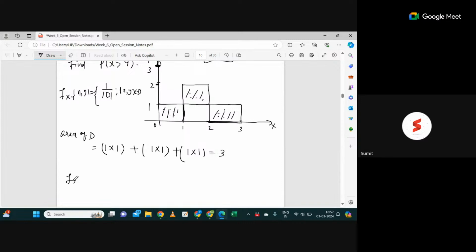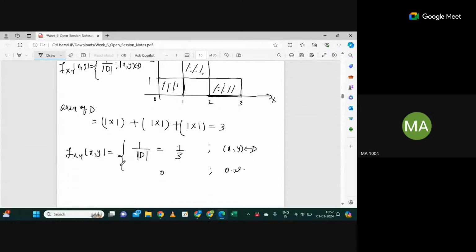What will the joint density be here? So we know it's 1 upon modulus of D, that is, anyway, 1 by 3, where (x, y) belongs to D, and it will take value 0 otherwise. So far so good. Correct.